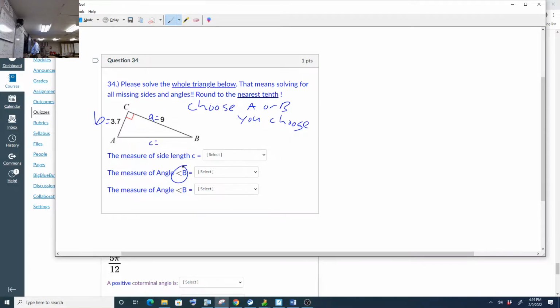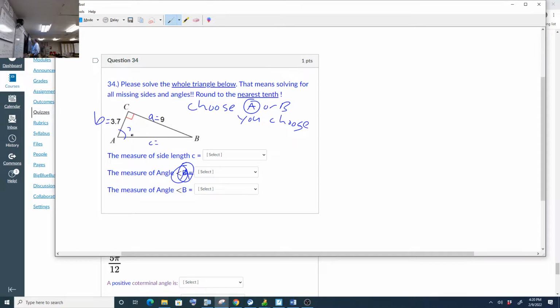What the? That says angle B twice. One of those is supposed to say A. This first one's supposed to say A. Good thing I looked at this. I'll go and fix that. So I'm going to choose A. Awesome. So the measure of angle A is going to be right here, question mark.